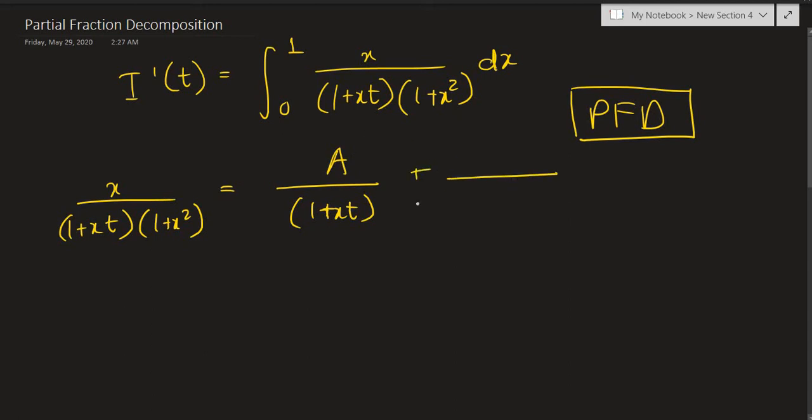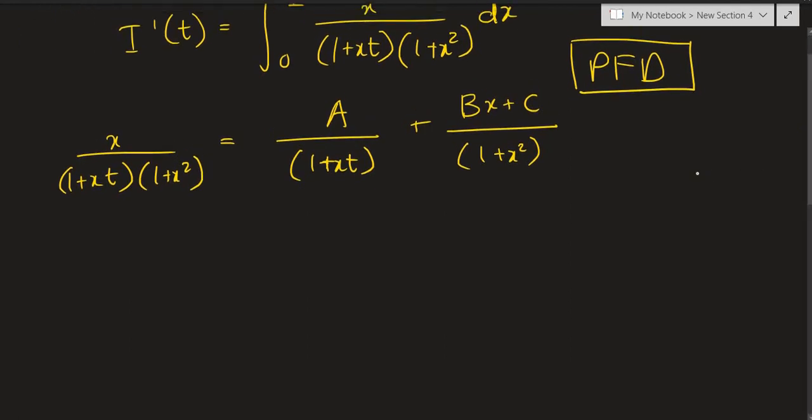plus, and now we have the second factor, 1 plus x squared. Since the degree of the denominator is 2, the degree of the numerator should be 1 less than the denominator. So we should have a linear term in the numerator, and a linear term is always of the form bx plus c, where b and c are constants, and b can't be 0, otherwise it won't be a linear term. Fair enough.